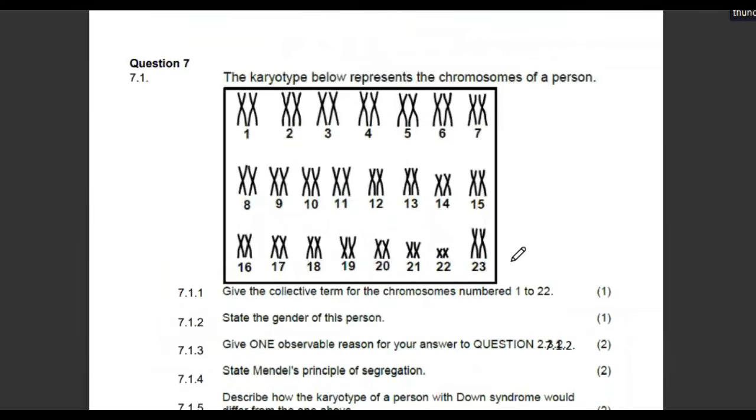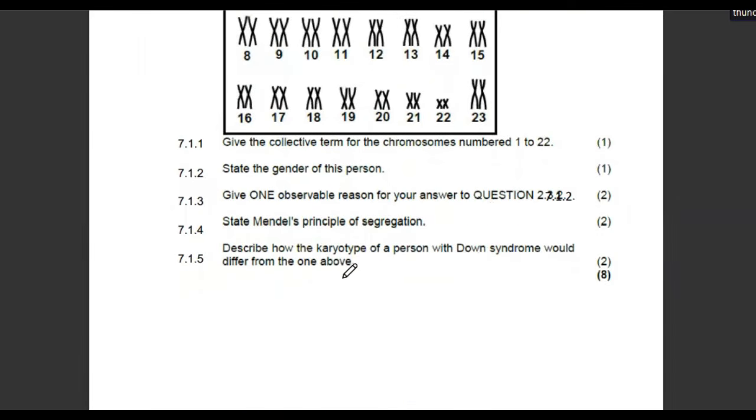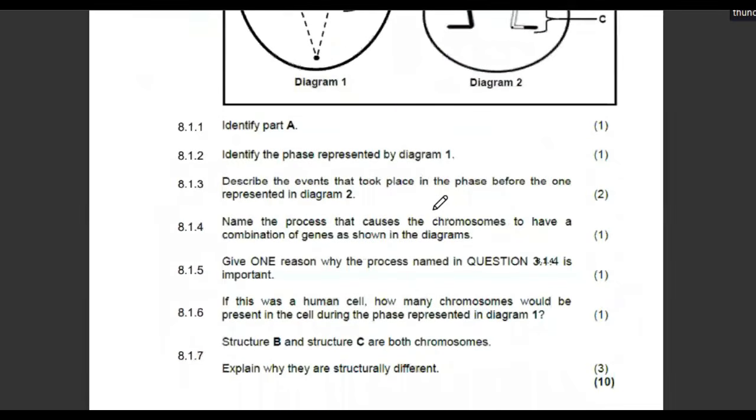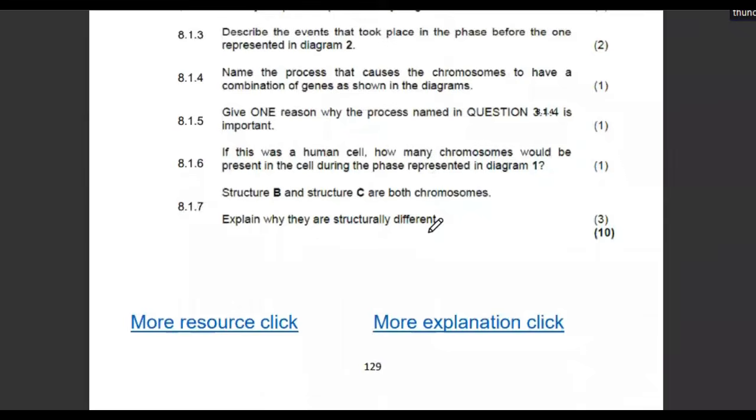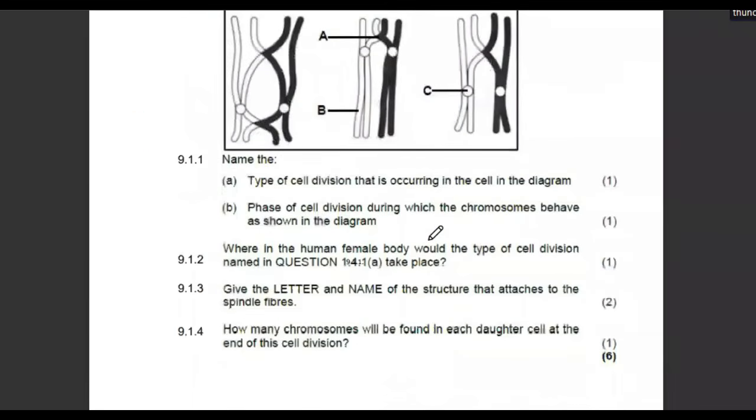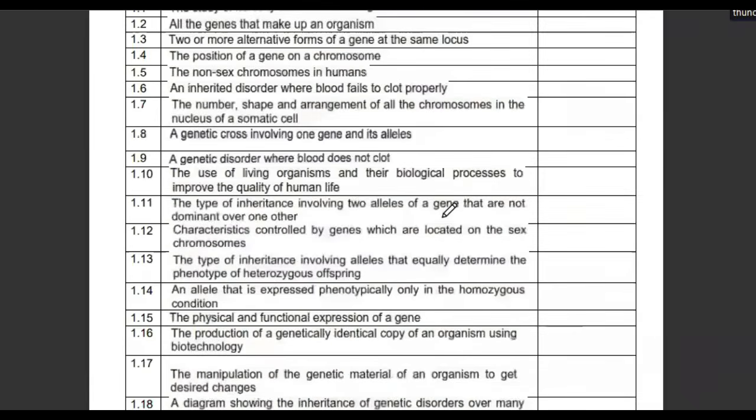This is still a karyotype. Male or female? It is a female, while chromosome number 23 has chromosomes which are of the same size and shape. See? Now describe the karyotype of a person with Down syndrome. A karyotype with Down syndrome will have an extra chromosome on chromosome number 23. So there will be 3 instead of 2. So you see that these diagrams, these questions, you can answer them very, very well.